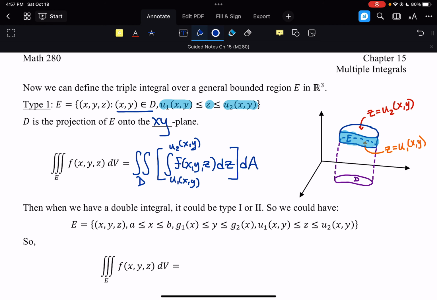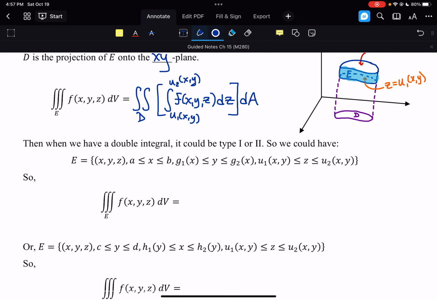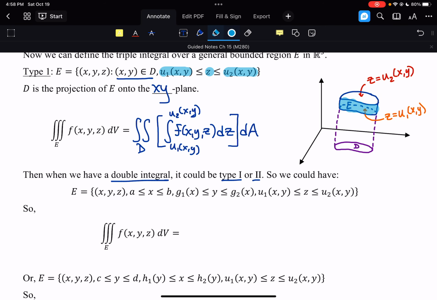Now, I want to try to emphasize that because in this next little section down here, it starts to look a little more confusing. So basically, when we have a double integral, it could be type 1 or type 2. So if we tried to set it up as type 1, so notice, just like back up here, z is between 2 functions of x and y. That's this innermost integral here. But then we get y is between 2 functions of x, and x is between 2 constants.